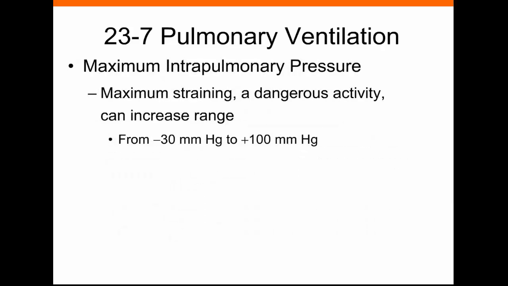With maximum straining, a dangerous activity, the intrapulmonary pressure range can increase from minus 30 millimeters to over 100 millimeters of mercury. So this straining can also increase blood pressure, and this straining is what can cause a rupture of some blood vessels.